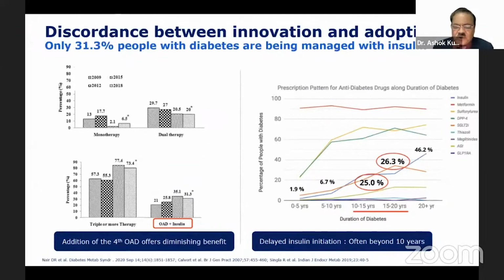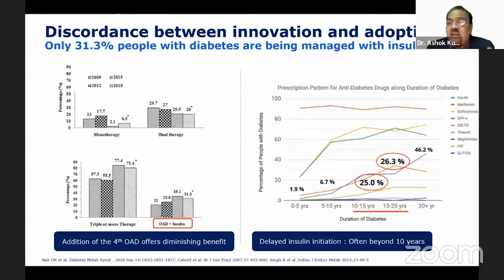Dear friends, this was one of the meetings we had this year, last month, in a workshop, on how to bridge the gap between innovation and adoption. Today, we know that insulin innovation has been great, fabulous, and outstanding. But the adoption is much less. As you see here, only 31% of people with diabetes are being managed in my country with this particular instrument called insulin. And you know, whether it is monotherapy, we start with one drug, then the second OAD, then we start with the third OAD.